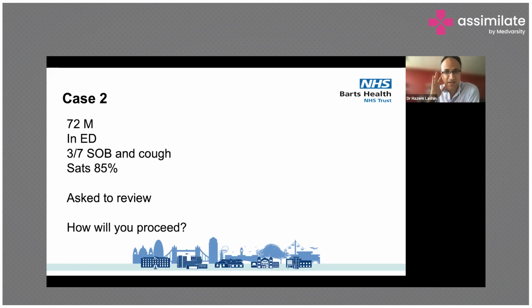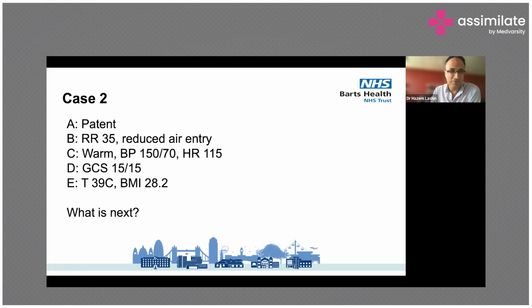What's the answer to any question in clinical medicine? Wait a few seconds. What do you think? How should we proceed for this particular case? Yes, check ABC. Thank you. So the airway is patent, breathing, respiratory rate at 35, reduced air entry, patient is warm, blood pressure 150/70 with a heart rate of 115, GCS is 15 out of 15, temperature 39, and the BMI of this patient is 28.2. So just for the sake of time, I will proceed.